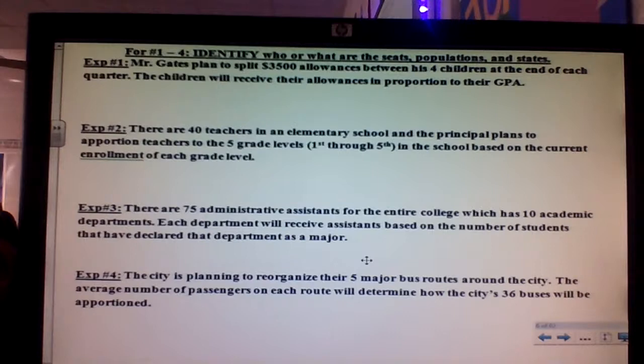Mr. Gates, you know, that big old millionaire, is giving away $3,500 allowances between his 4 children at the end of each quarter. The children will receive their allowances in proportion to the GPA. So, states, who is getting? The children. What are the children getting? $3,500. They're getting allowance or money. Based on what? Grade point average.